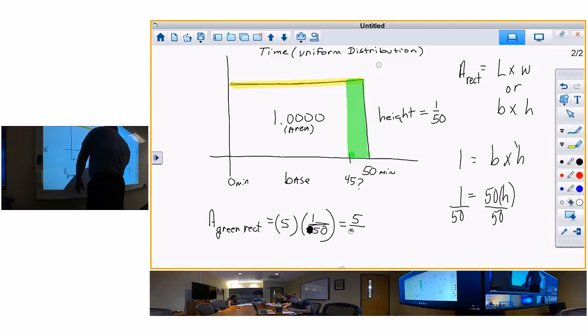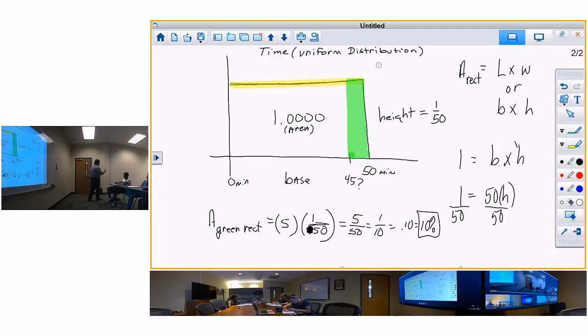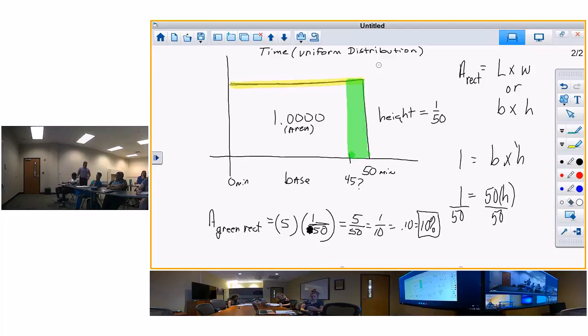Okay, I'm going to show y'all a trick I learned in the war here. 1/10, which is equal to 0.1, which is equal to 10 what? Percent. So there's a 0.10 probability, or a very low chance, that you're going to get out of class 5 minutes early. Very, very, very what? Very low.